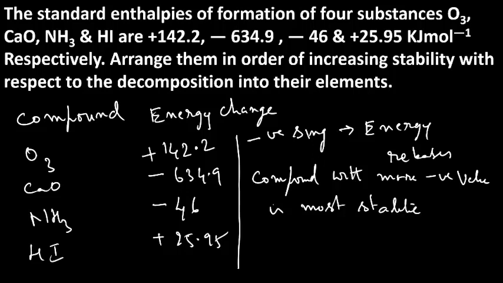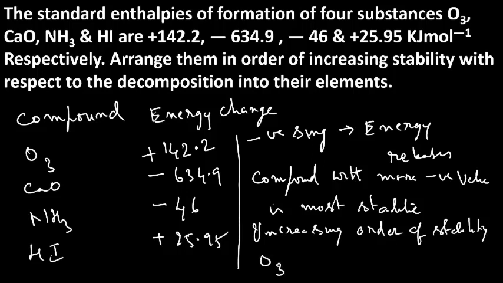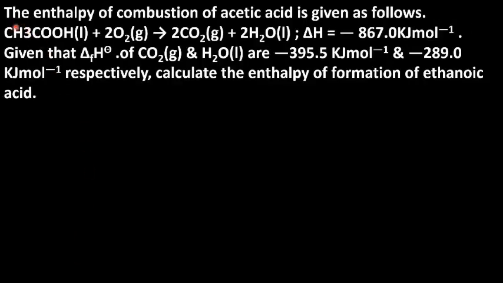Now let us write the increasing order of stability. Increasing order of stability means we have to write from least stable to highest stable. Because ozone has a positive value and a higher one, therefore this is least stable. Ozone is less than, followed by hydrogen iodide, followed by ammonia, followed by calcium oxide. So among all these, calcium oxide is most stable, therefore it does not decompose into its elements. Let us do one more problem.